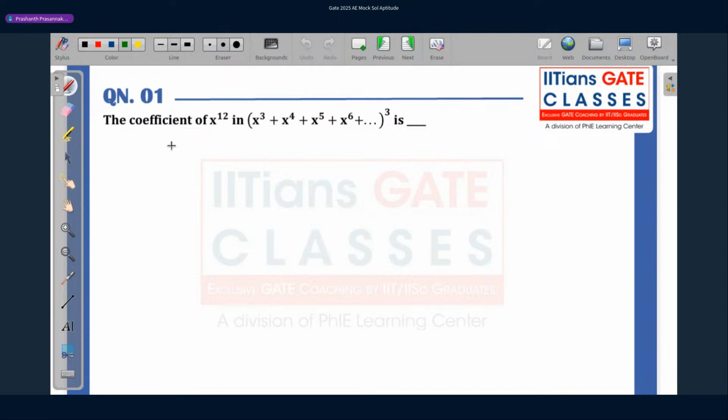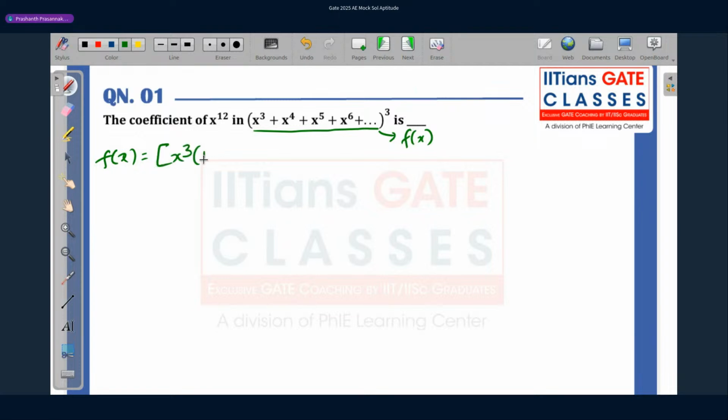So the coefficient of x raised to 12 in this given expression, x cube plus x raised to 4 plus x raised to 5 plus x raised to 6 and so on until infinity, the whole cube. So let me start by taking this as, let's say, f of x. So this f of x, I'll take something common out of this. I can see that I can take x cube common.